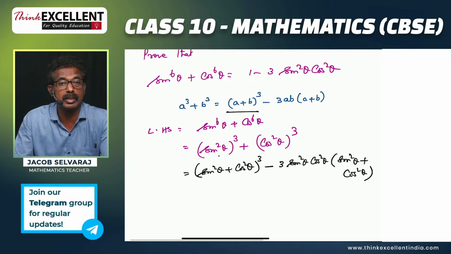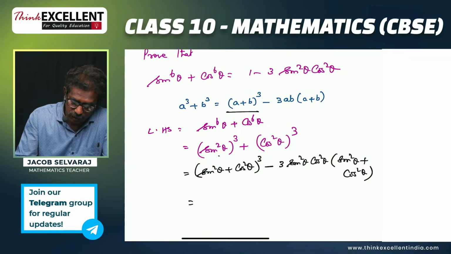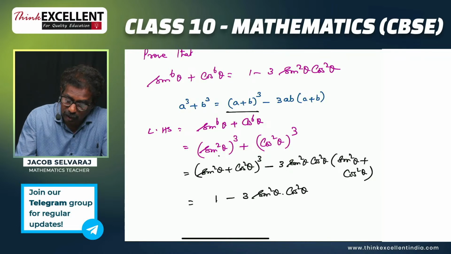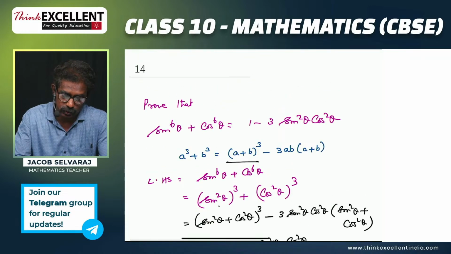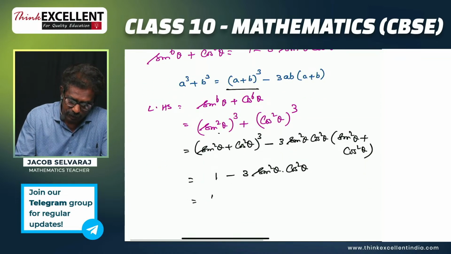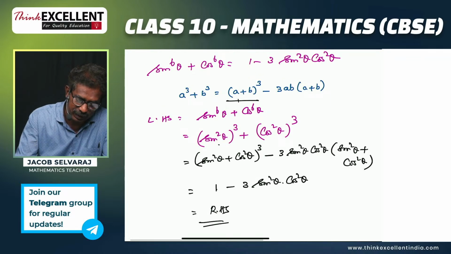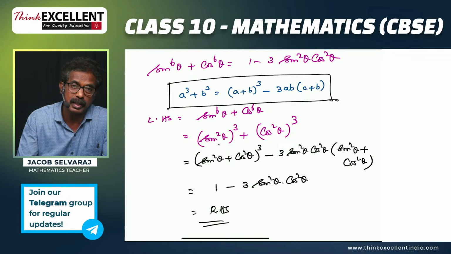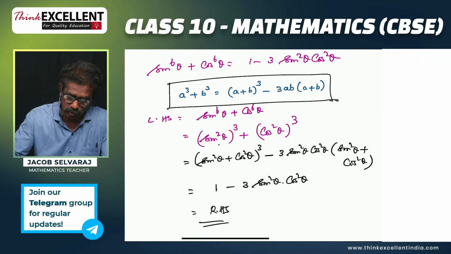You know sin square theta plus cos square theta is 1, right? So 1 cube, 1 minus 3 sin square theta into cos square theta into this part is also 1 because sin square theta plus cos square theta is 1. This is the answer they asked to prove, right? Very easily can do that. That is RHS. Only thing, remember this identity. We are studying trigonometry, but still the algebraic identities we are using, so be thorough with that also.